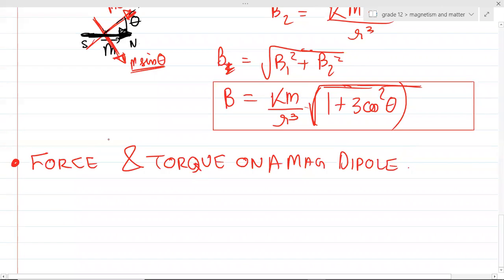So suppose there is a magnetic field, a uniform magnetic field in space.